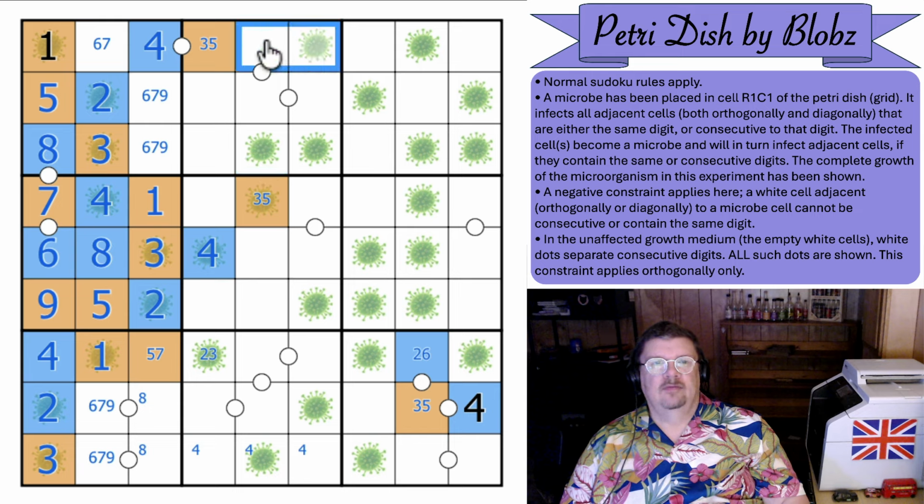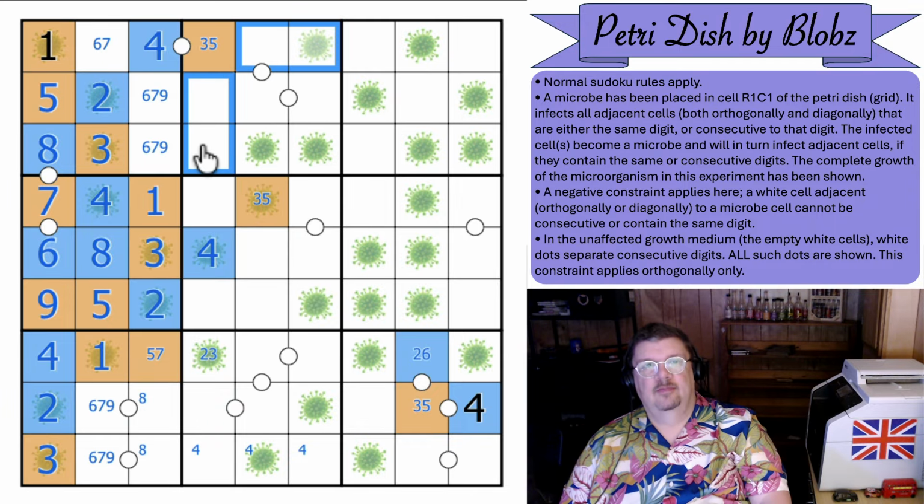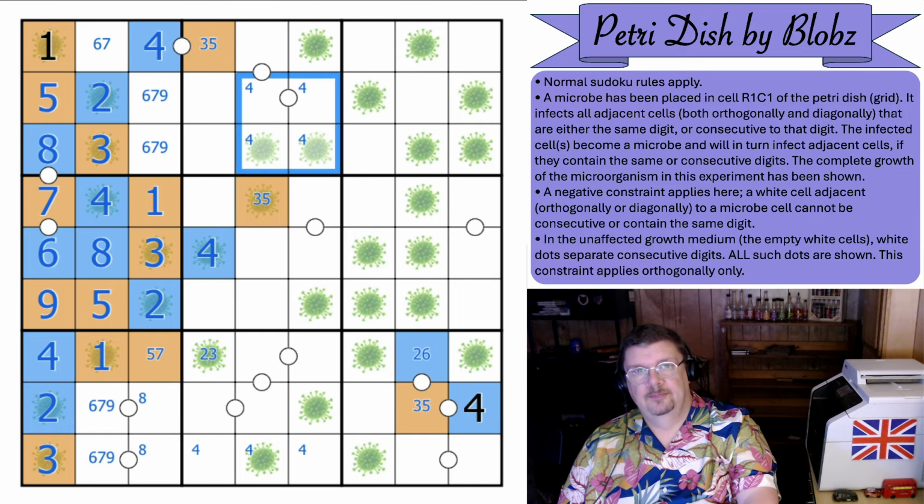Okay, those can't be 4. That can't be a 4 because that would be consecutive with this. And in fact, Sudoku tells us that. So 4 is definitely in one of those two.